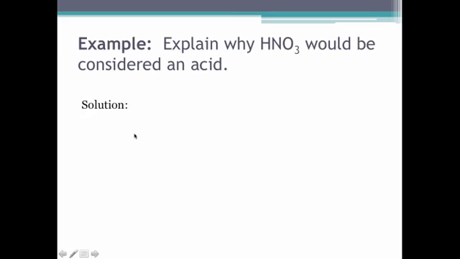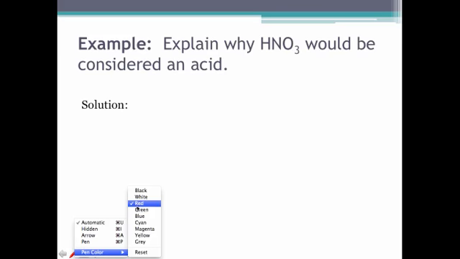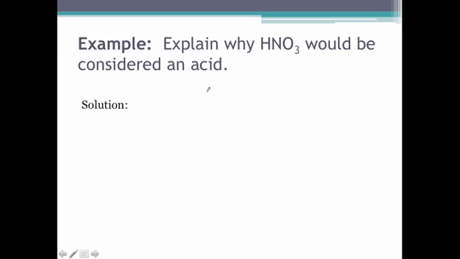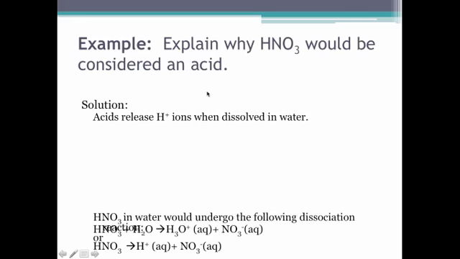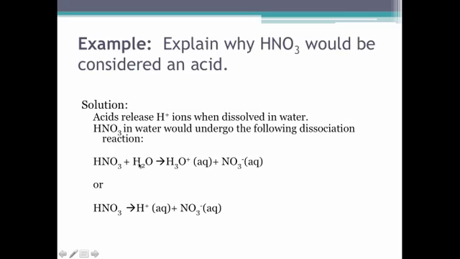Alright, here's an example for you. Here's a question. Explain why this particular acid, this one's nitric acid, HNO3, would be considered an acid. Well, of course, it must be giving up a proton, and therefore you could explain that by writing an equation. Here's one of the equations you could use. Here's my HNO3. We haven't stated what the base is, so because of that you assume it's water. So here's my acid, here's my base.